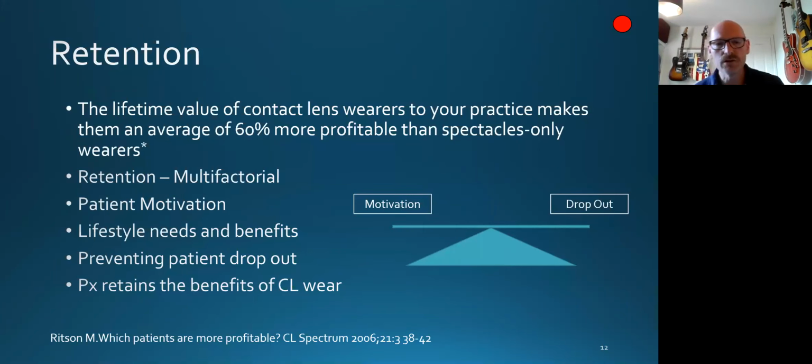Retention is multifactorial, and it's a bit of a balancing act, actually. On one side, we've got patient motivation. So it's those lifestyle benefits and needs of contact lenses that drive the trigger for a patient to want to wear them or have the need to wear contact lenses. And on the other side of the equation, we've got preventing patient dropout. Can we, as practitioners, help those patients to retain the benefits of contact lens wear, all the good bits about contact lenses that enhance their lifestyles and help them to enjoy lens wear?